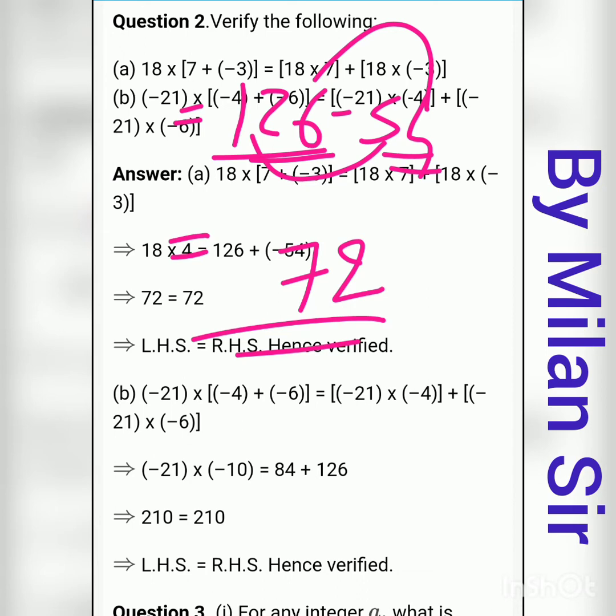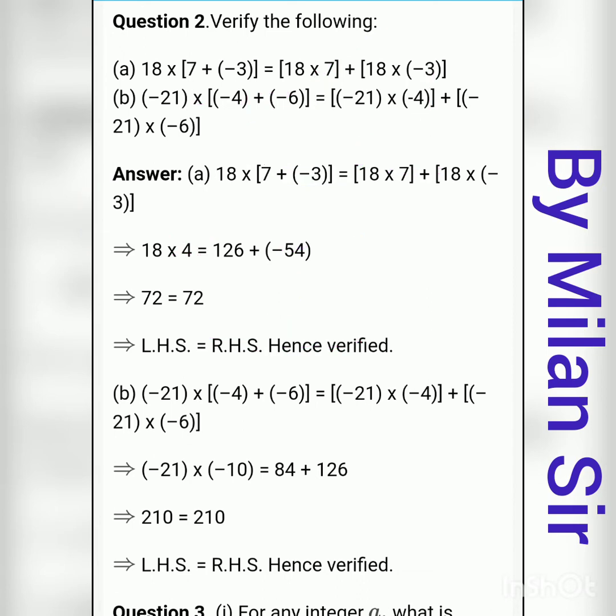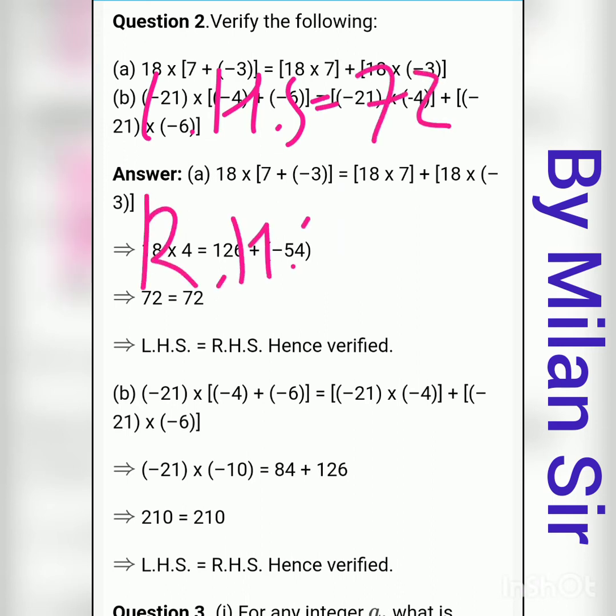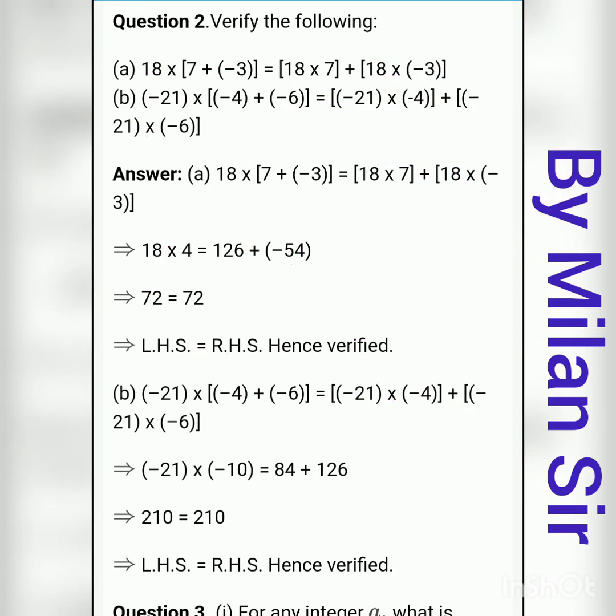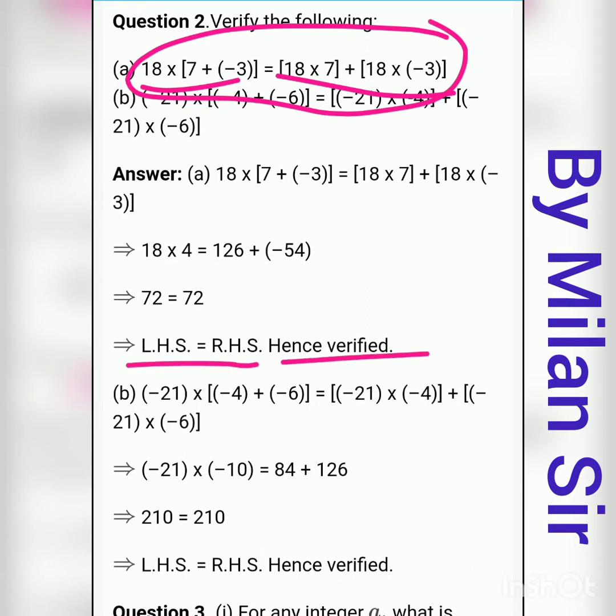So in both cases we got the same answer. Left hand side is equal to 72 and right hand side is equal to 72. So both are equal. So we can say that LHS is equal to RHS. That means we can put the equality sign in between. So left hand side is equal to right hand side, hence verified. We need to find the answer of the left hand side, find the answer of the right hand side, and prove them equal.